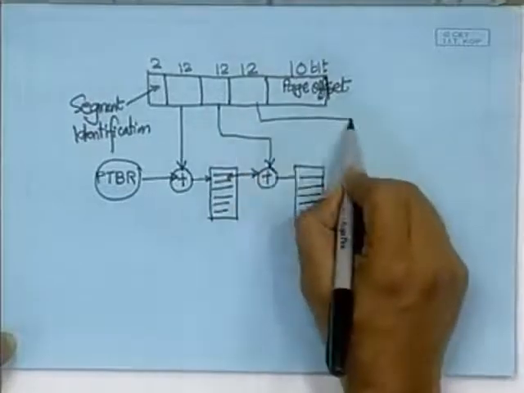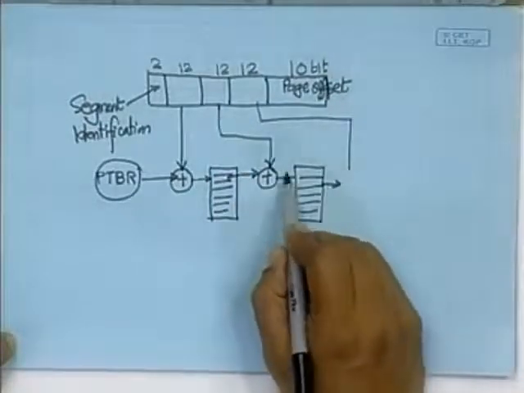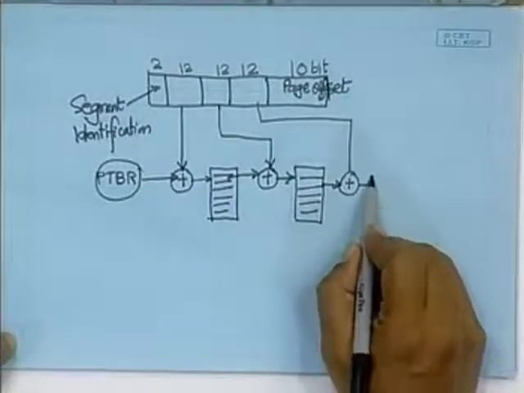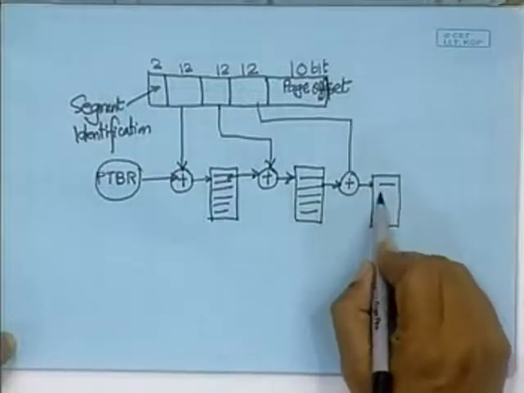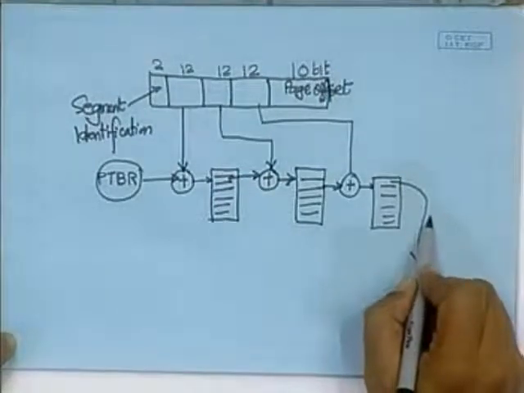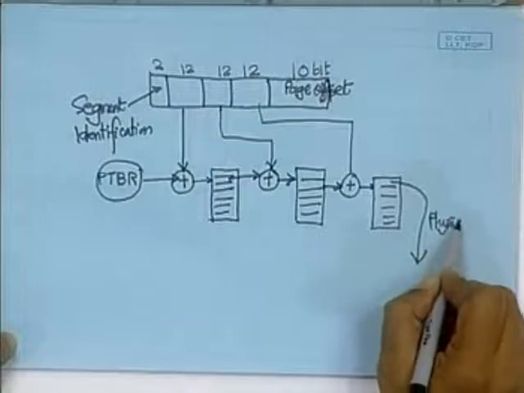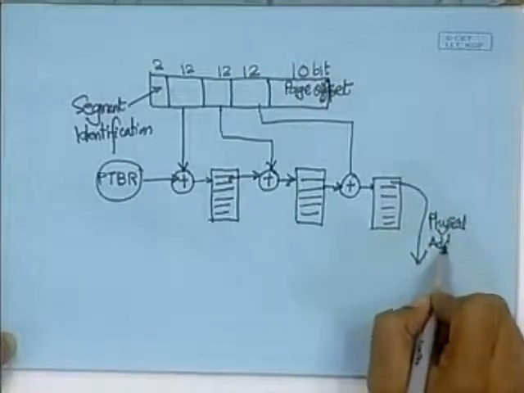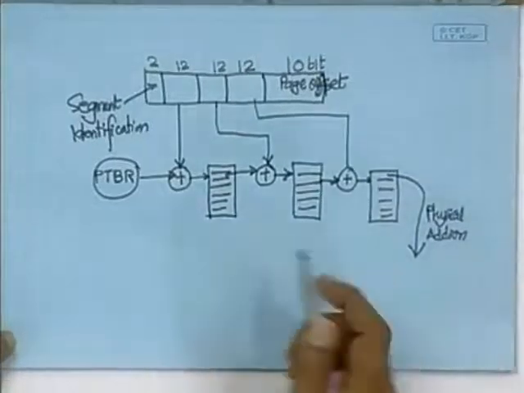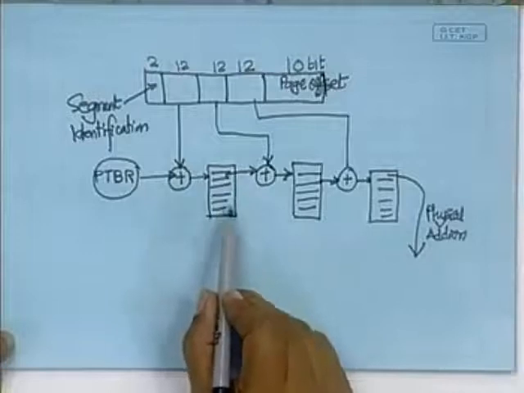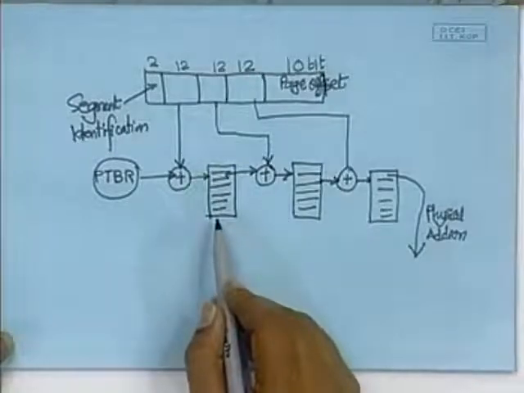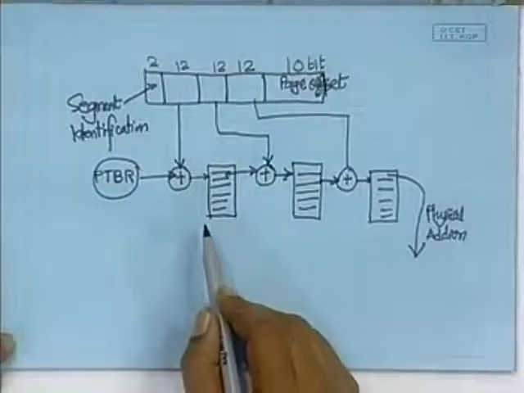And now the next set of bits is used to get the next page table, the third level page table, which contains the physical address. But how many page tables will be there? Can anybody tell? No, not 3. How many page tables will be there?